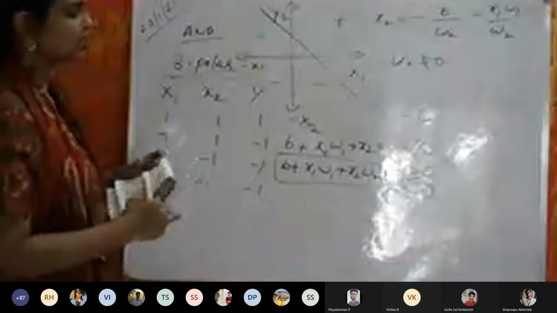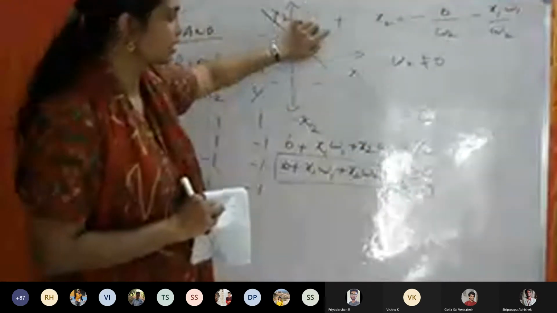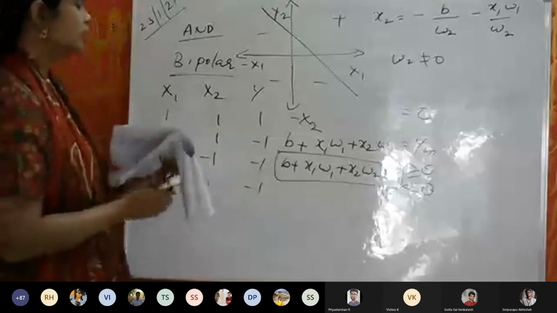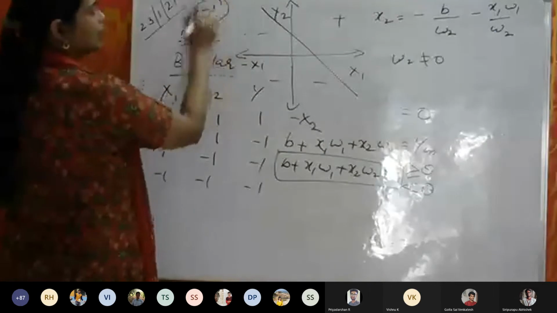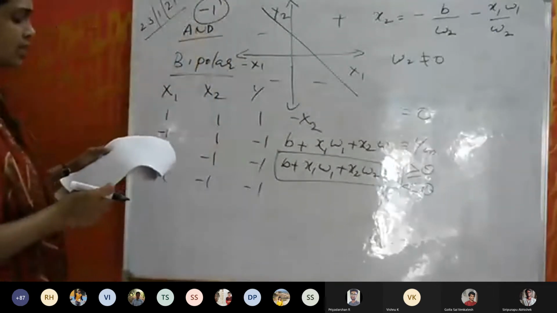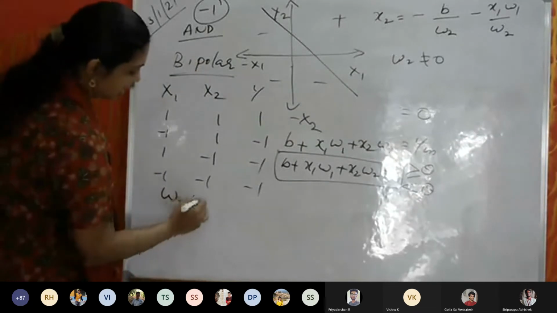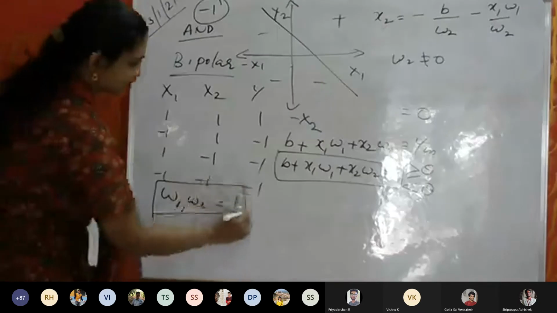For a positive response of the network, this should be greater than 0. That means to get a positive response here, this should be greater than 0, and for the rest, it should be less than 0. So now I will assume a b value as -1. For the AND alone, I am assuming b as -1, and W1 and W2 I am assuming as 1.